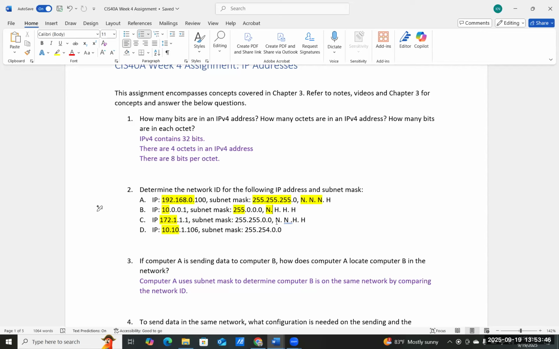The next IP address, this is a class B, right? So 128 through 191, I believe, and 172 is in that range, that's a class B. And so in class B, the first 2 octets of your subnet mask are on. So your network ID is going to be the 172 and the 1 here, 172.1. And that represents the network.